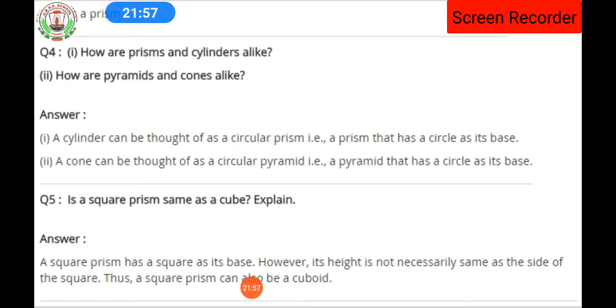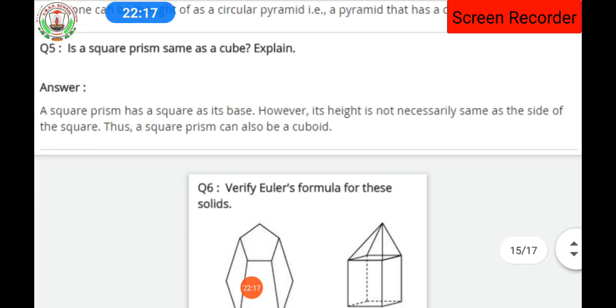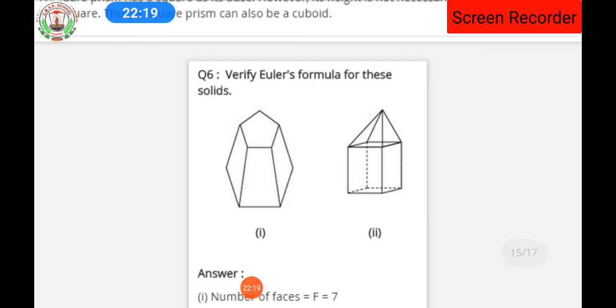Okay, now moving toward question number 5: is a square prism the same as a cube? Explain. So the answer for that: a square prism has a square as its base, however its height is not necessarily the same as the side of the square, thus a square prism can also be a cuboid. Okay students, so the main important question from this chapter is question number 7 itself.